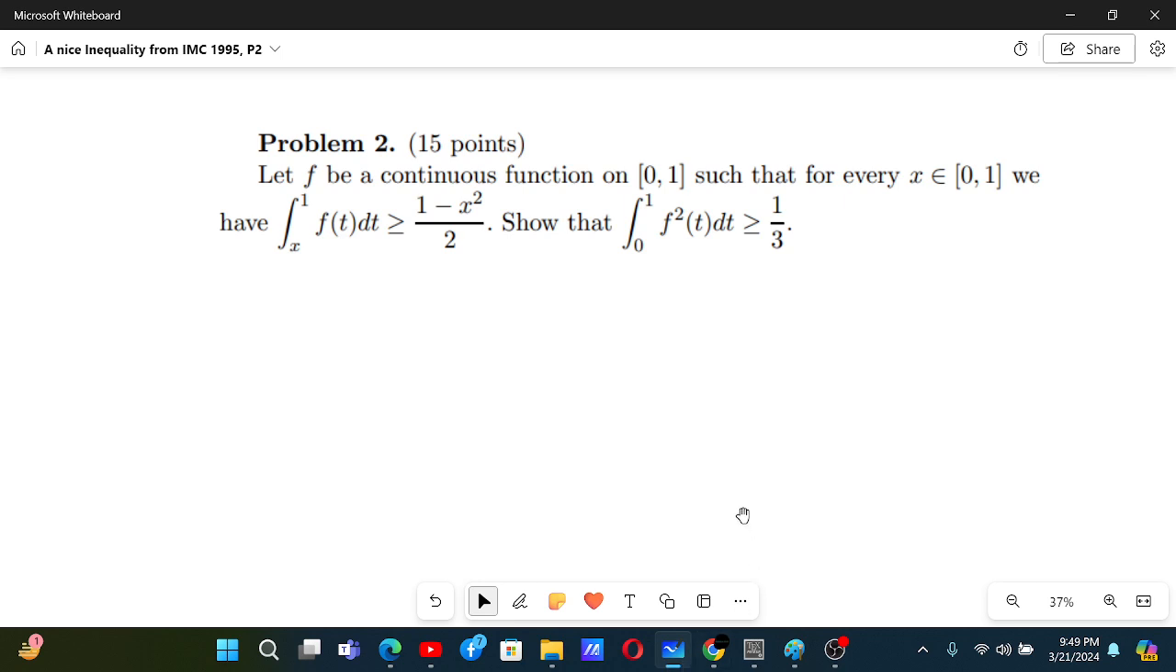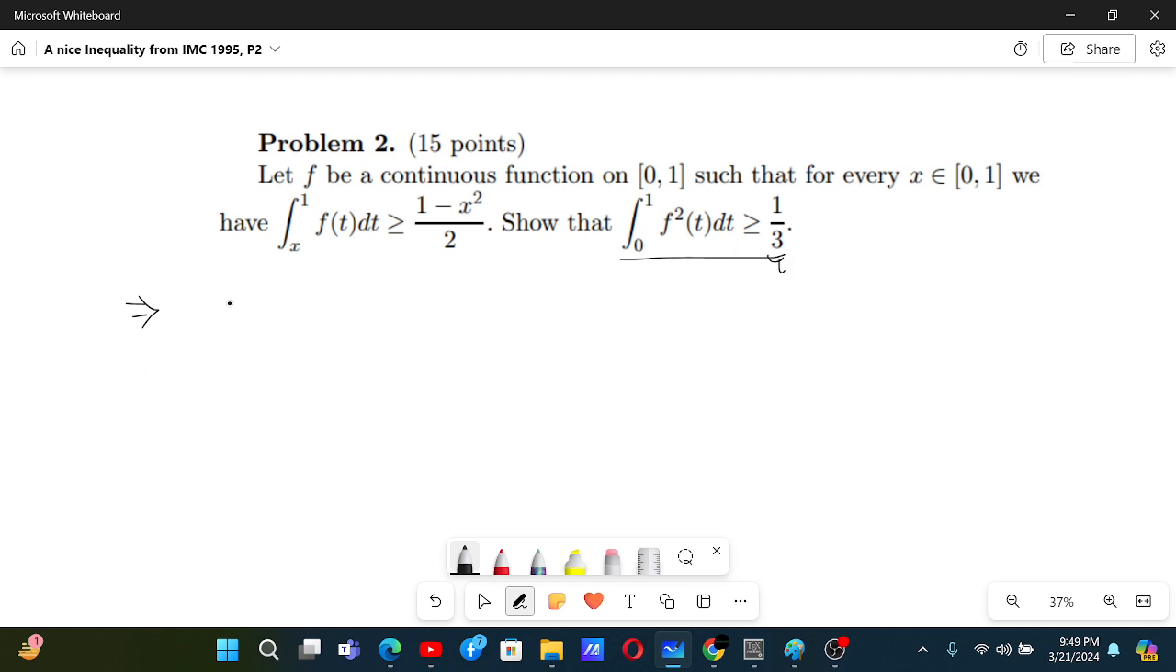A nice inequality from IMC 1995 problem 2. Let f be a continuous function on [0,1] such that for every x in this domain, the integral from x to 1 of f(t) dt is greater than (1 minus x squared) by 2. We'll try to solve this by two different methods. In both ways, basically we have to show that this holds.